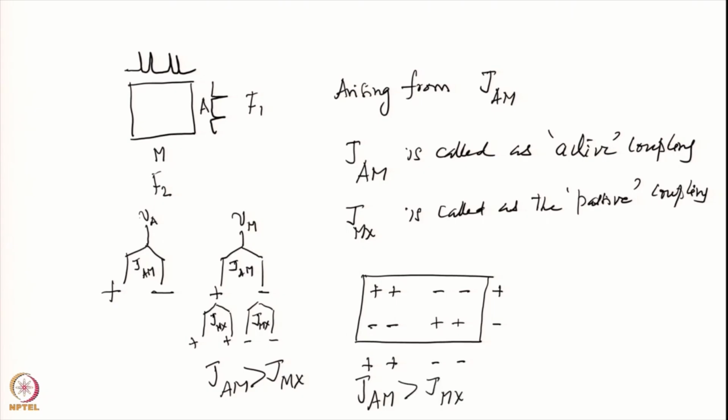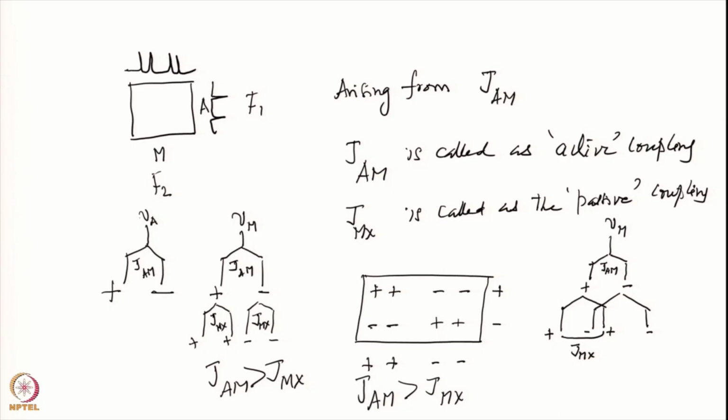If the other thing happens, let us say JAM is smaller than JMX, this is JAM, this is plus minus. Now I have splitting, MX is larger, okay. So now from here to here it is JMX. So what will be the structure here? This will be plus plus here and this will be minus minus here, okay.